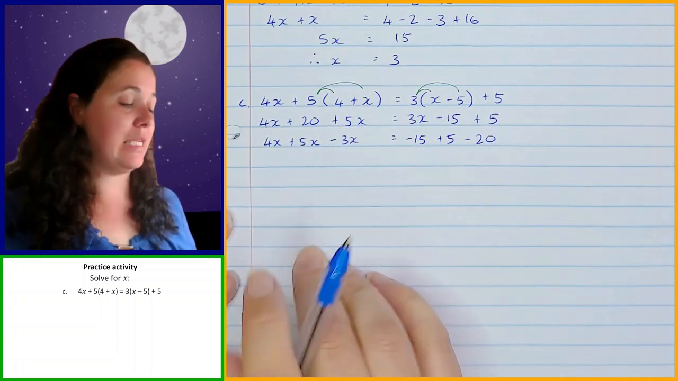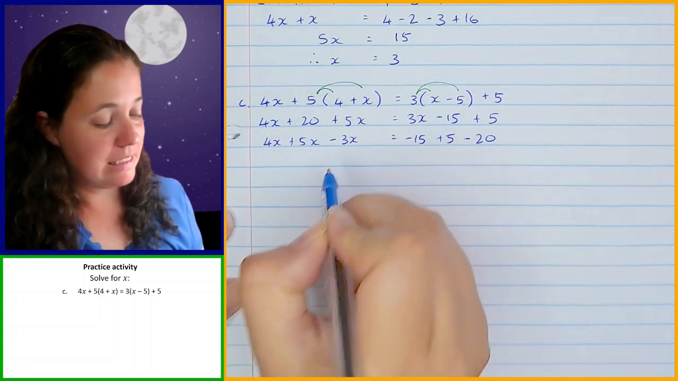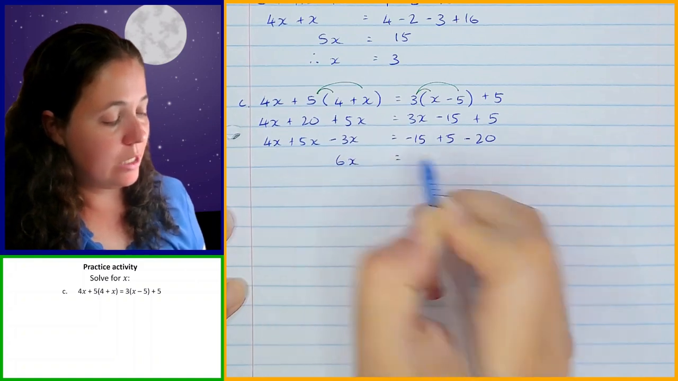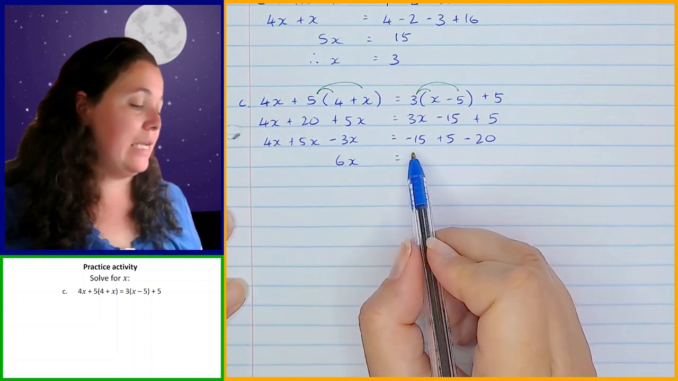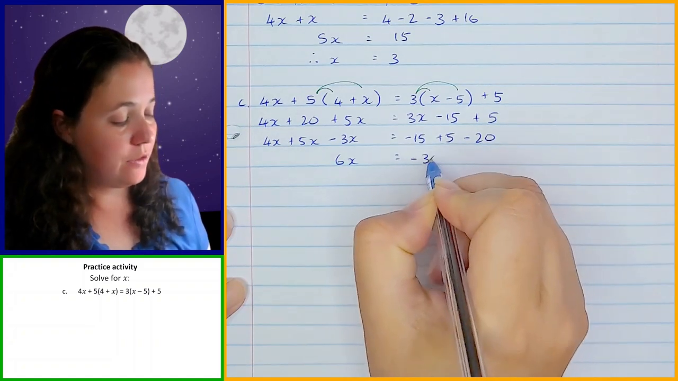Okay, so now I can go and simplify. 4x plus 5 minus 3x, and that gives us 6x. Equals. And on the right-hand side, negative 15 plus 5 minus 20 gives us negative 30.